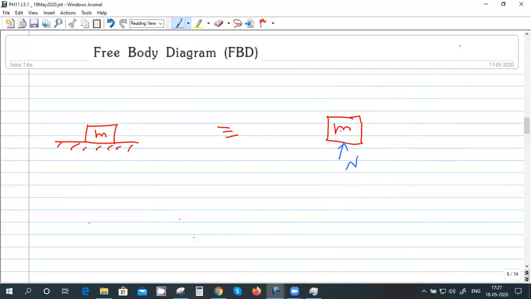And it has a weight, mg. So this body m is now free of other bodies, but the effect of other bodies is replaced by the forces which other bodies will exert on it. So this is the concept: you make the body free of other bodies, but the effect of that is put in terms of forces. The magnitude of the normal reaction will match mg, so whenever you draw the vectors, the length of the normal should approximately match the length of mg, because both are equal and opposite. So this is a free body diagram. Daksh, is it clear? Yes, sir. Okay.